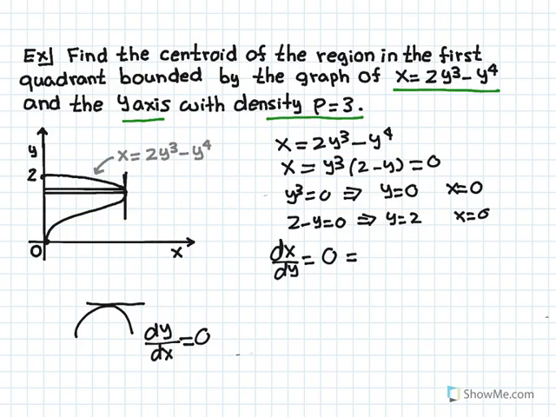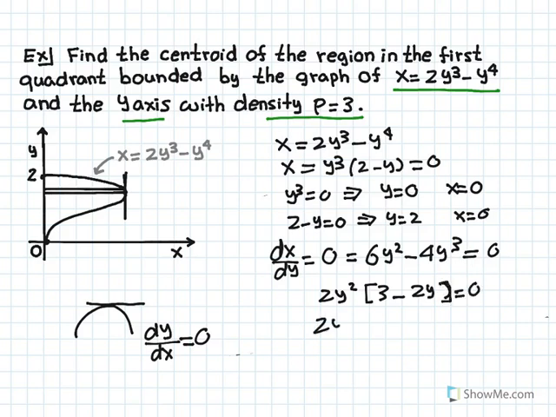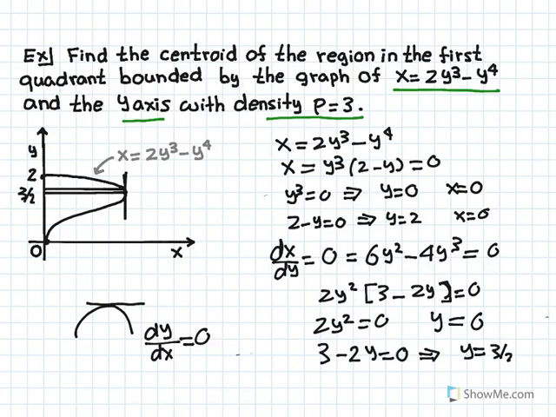If we make dx/dy equal 0, we'll find the y value where we have that vertical tangent. Differentiating x with respect to y, we get 6y squared minus 4y cubed equal to 0. Let's factor out 2y squared times (3 minus 2y) equal to 0. 2y squared equals 0 gives y equals 0, and 3 minus 2y equals 0 gives y equals 3/2. You can see y equals 3/2 is roughly about here. It gives us an idea of where that vertical tangent is, and it aids us in drawing this. And there's another one, of course, at y equals 0.